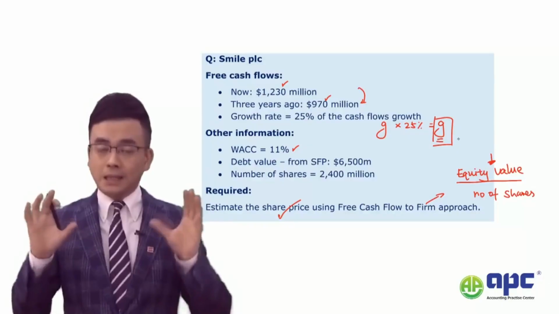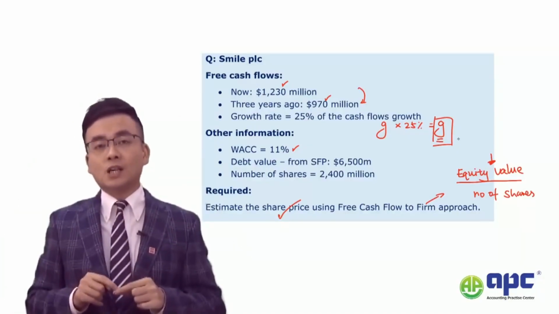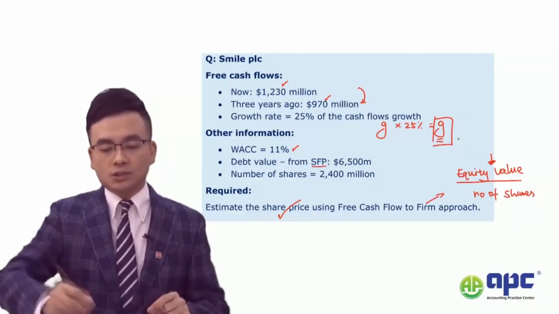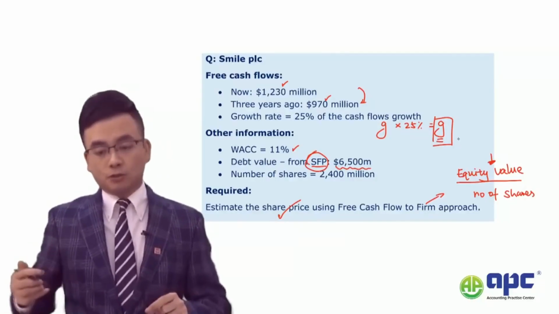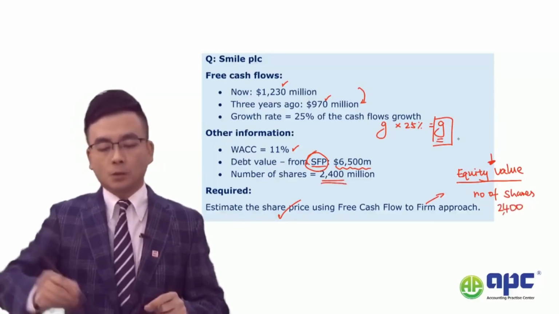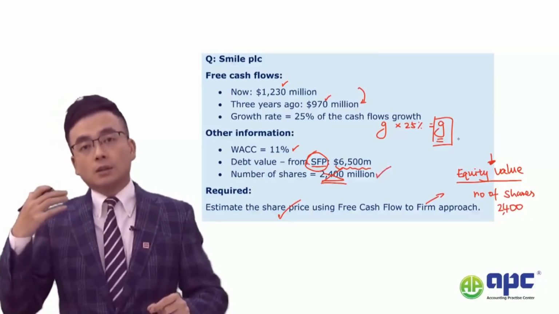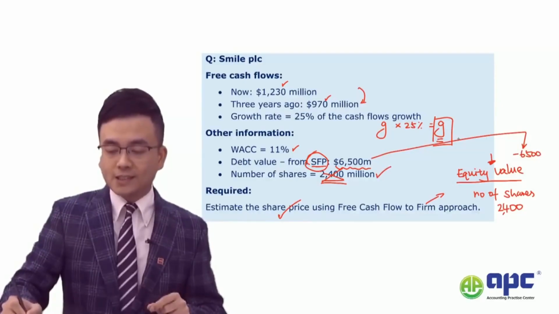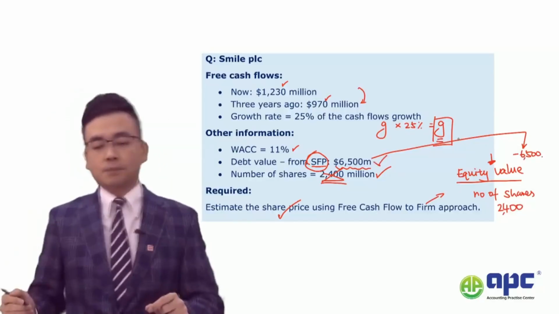In the exams you are highly likely to be given a very complicated statement of financial position, and you will need to spot the total debt element from the SFP, the statement of financial position, of 6,500 there. We are given the number of shares of 2,400, so we slot that in here. Okay, we tick for that. Of course, we will need to subtract that 6,500 as the debt element in order to calculate the equity element. Okay, we tick for that.